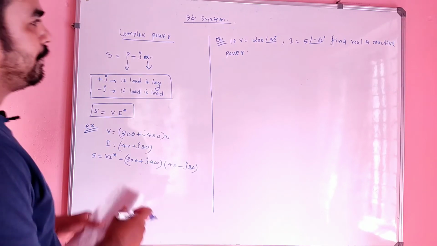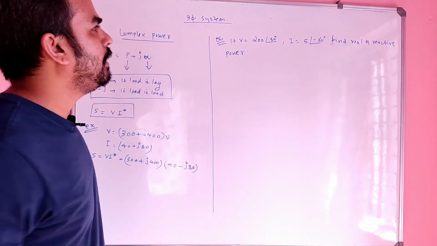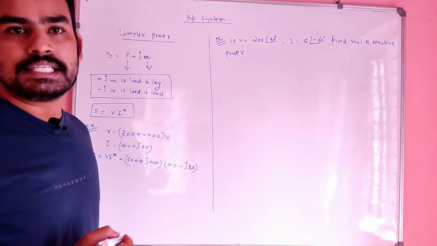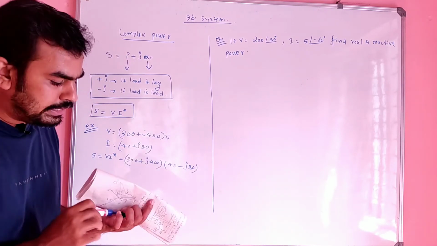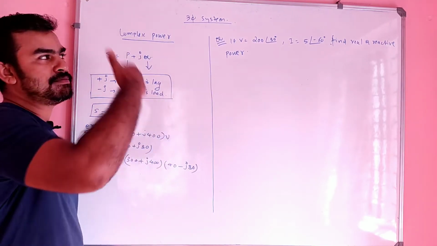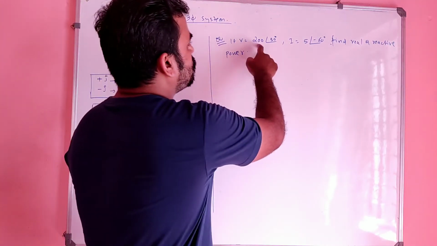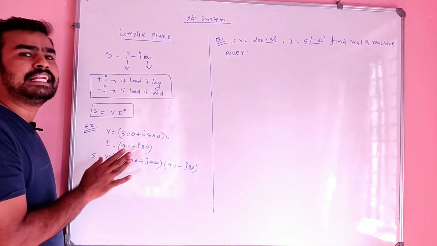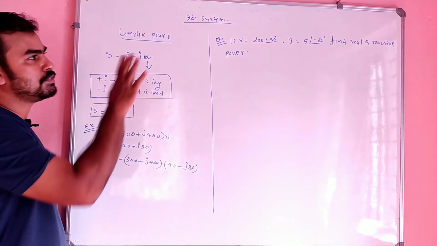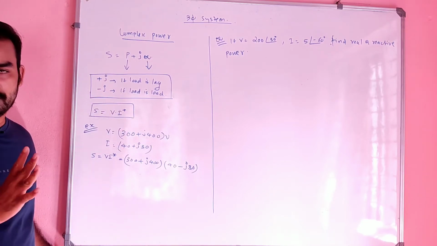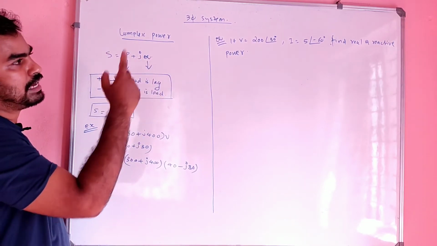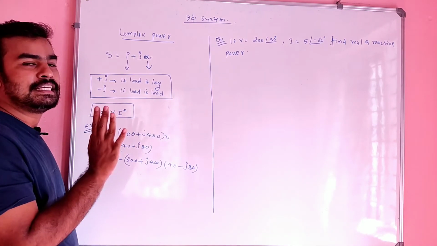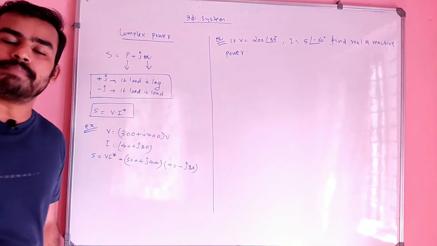How can we solve such a question? See, it is given that V is equal to 200 angle 30 and I is equal to 5 angle minus 60. Both are in complex terms. If you have simply V equal to 200 and I equal to 5, there is no need to use the equation V into I conjugate. You can simply multiply V and I, because we simply need real terms, and you will get the apparent power.